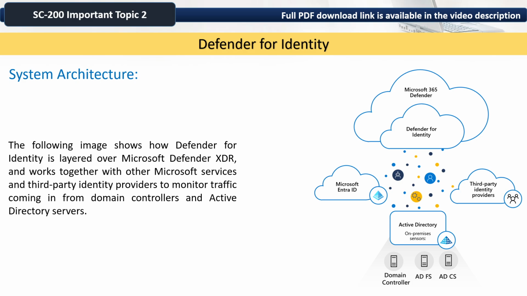About system architecture, the following image shows how Defender for Identity is layered over Microsoft Defender XDR and works together with other Microsoft services and third party identity providers to monitor traffic coming in from domain controllers and Active Directory servers.